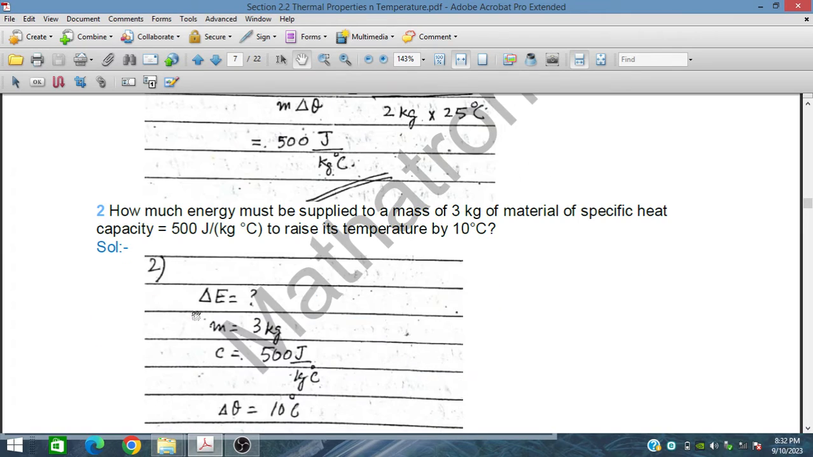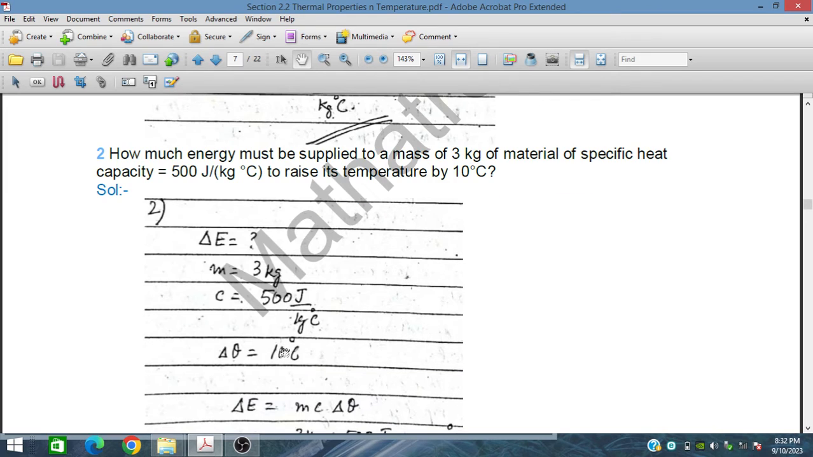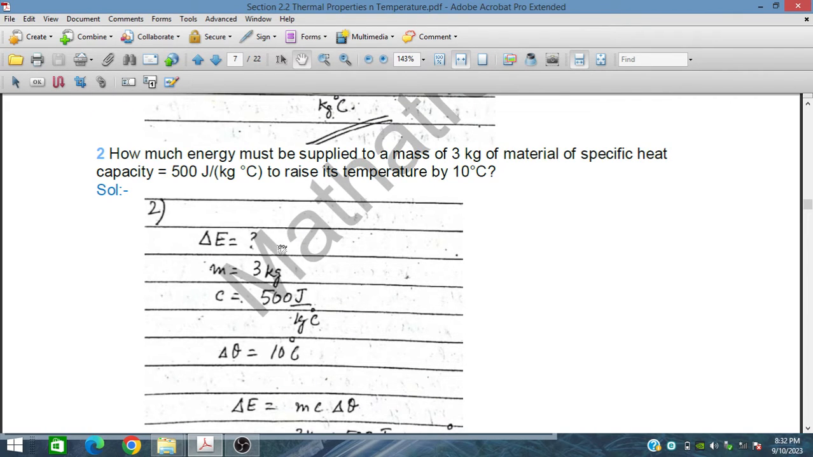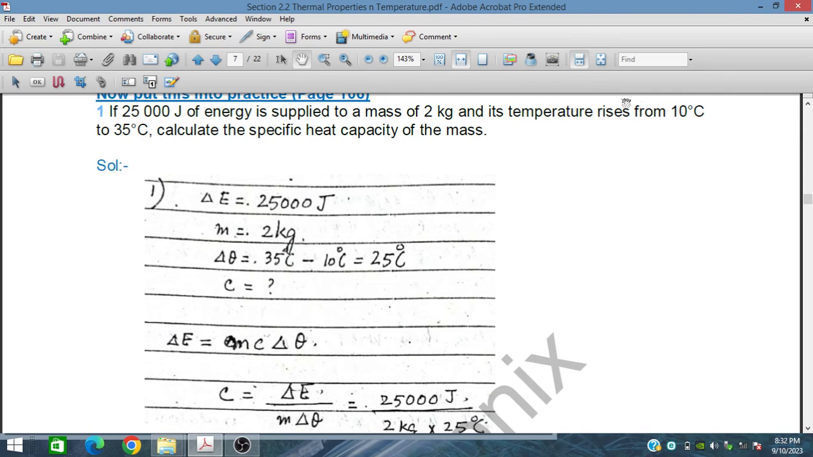And question number 2: how much energy must be supplied to a mass of 3 kg of material of specific heat capacity 500 joules per kilogram per Celsius to raise its temperature by 10 degrees C? So the delta theta is 10 degrees C, specific heat capacity is 500 joules per kilogram per centigrade, and the mass is 3 kg, and we have to find the energy required. It is a similar kind of problem.